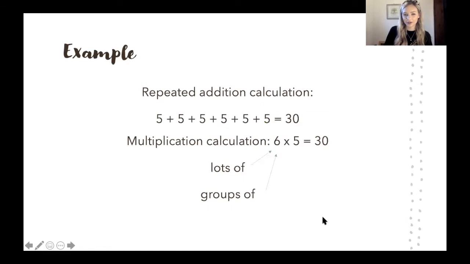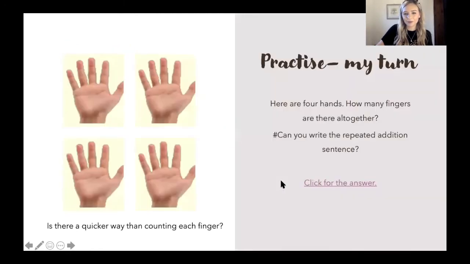Here is another example for us. This time I've got groups of 5. Here's the repeated addition. 5 plus 5 plus 5 plus 5 plus 5 plus 5 is 30. And if we were to look at that as a multiplication calculation, we've got 6 lots of, or 6 groups of 5. Okay, in each group I have 5, and it's really important that we know how many groups of 5 that we have to make sure that we get to the right answer.